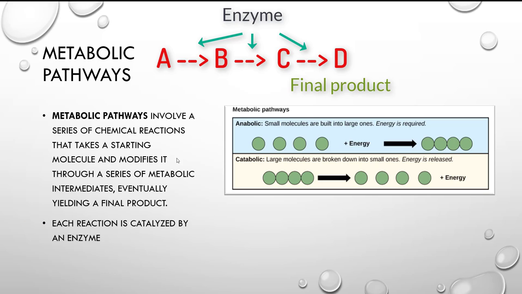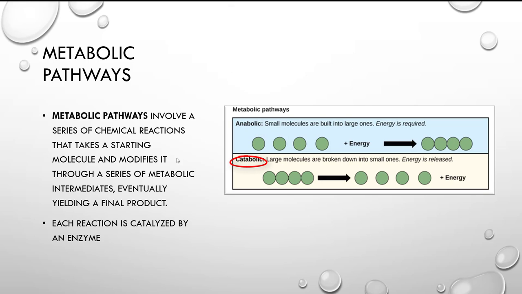So to start us out with some of those chemical reactions that occur in our body, we're going to describe two types of reactions. We have what are called anabolic reactions and catabolic reactions. So anabolic reactions are when we have small molecules built into larger ones. Okay, so in this case, we require energy to combine those molecules together. So we're taking these small molecules and we're building something large. So energy is required in order for that to take place.